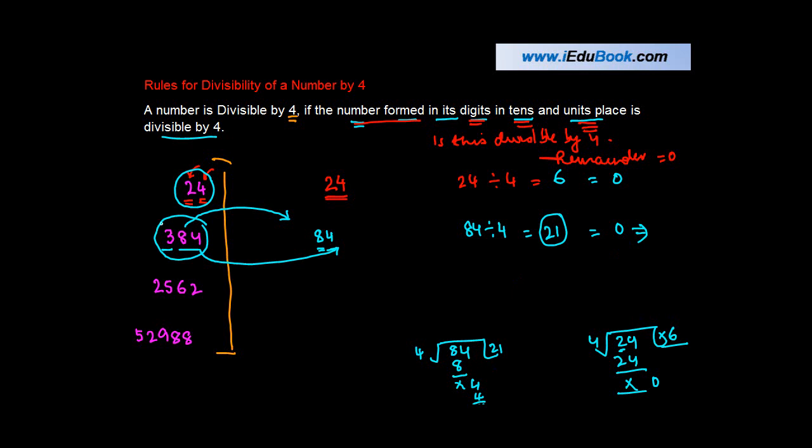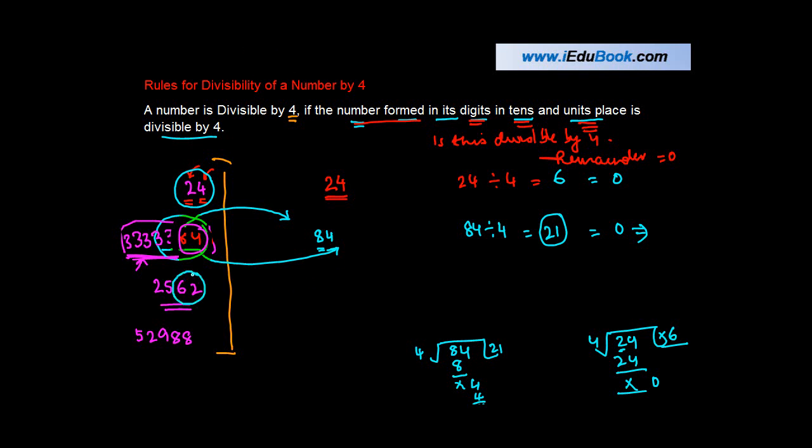Now this number could have been, instead of 384, 3384, or 33384, any number. It might have 20 digits also. It could be as big a number as that, but just to see whether it is divisible by 4 or not, what is relevant? The relevance is only of these two digits. Once these two form a number divisible by 4, then the entire number is divisible by 4.